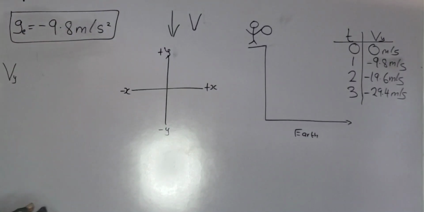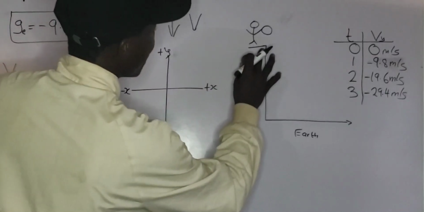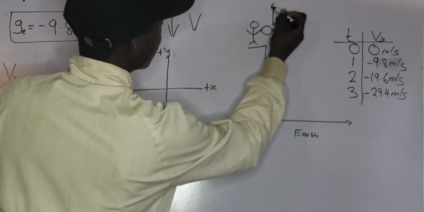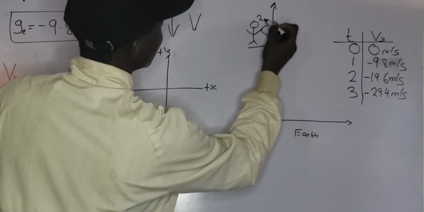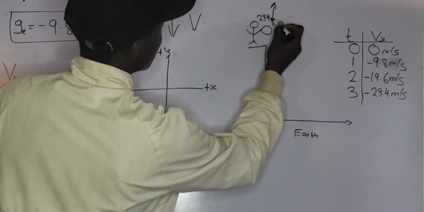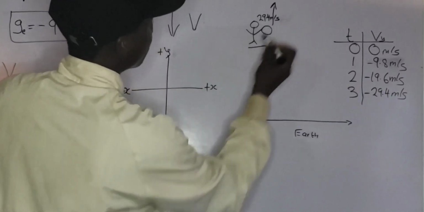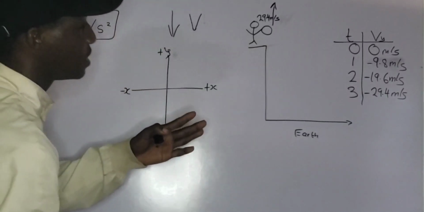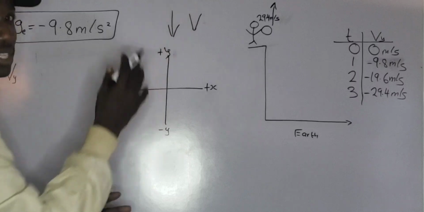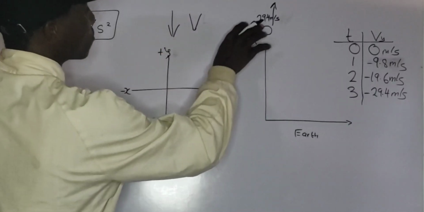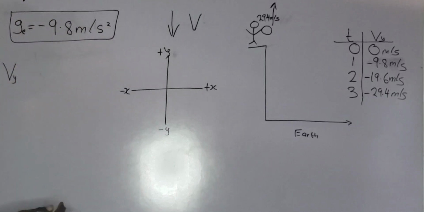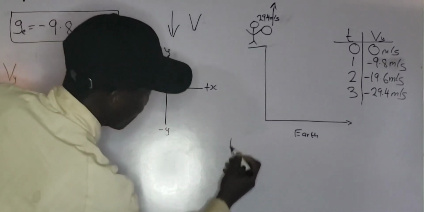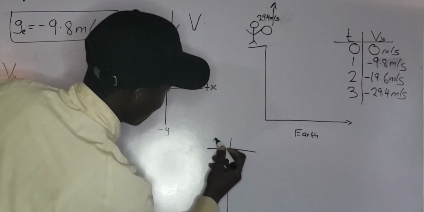Now let us look at a similar example whereby the ball is being thrown up with a velocity of, let's say, 29.4 meter per second. The ball is being thrown up first, with a velocity of 29.4 meter per second. Now, what will happen to the velocity at the first instance? Let us have another table here. Please, I want you to understand.